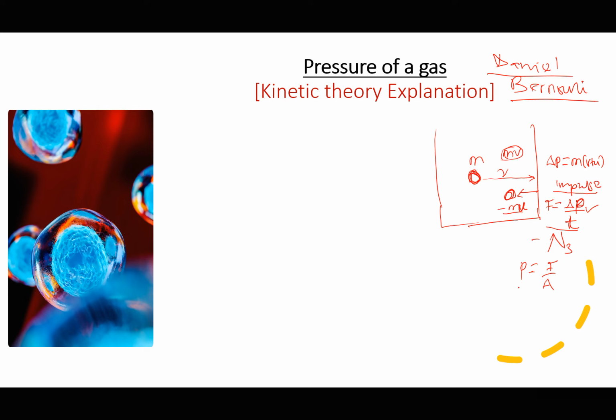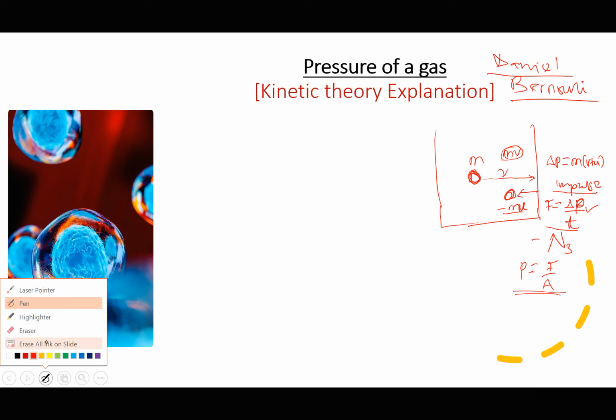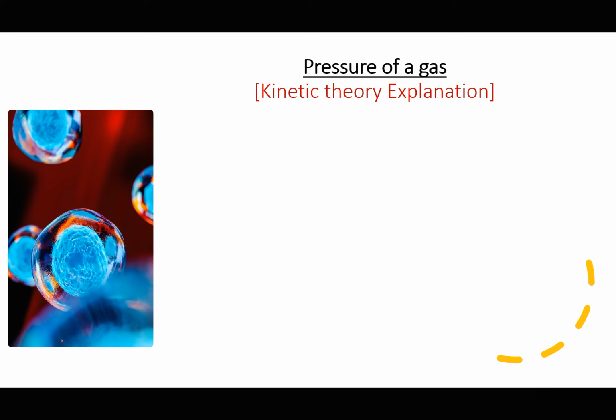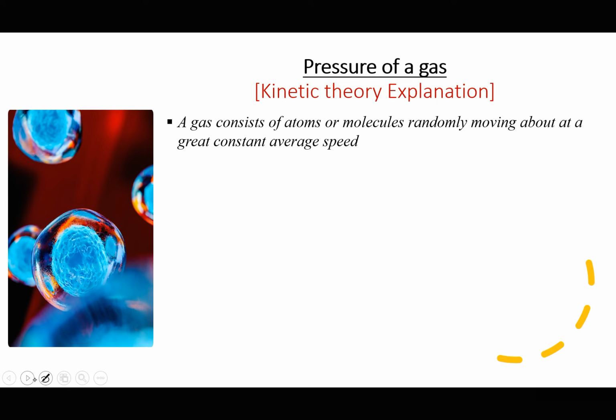And pressure is force per unit area, or force acting normally per unit area. The force exerted on the wall by all these molecules per unit area of the wall is going to be the pressure of the gas on the wall. So that is how the gas exerts pressure. Let's have a simple review of this. Number one, we say the gas consists of atoms or molecules randomly moving about at a great constant average speed. That is according to the kinetic theory of matter.